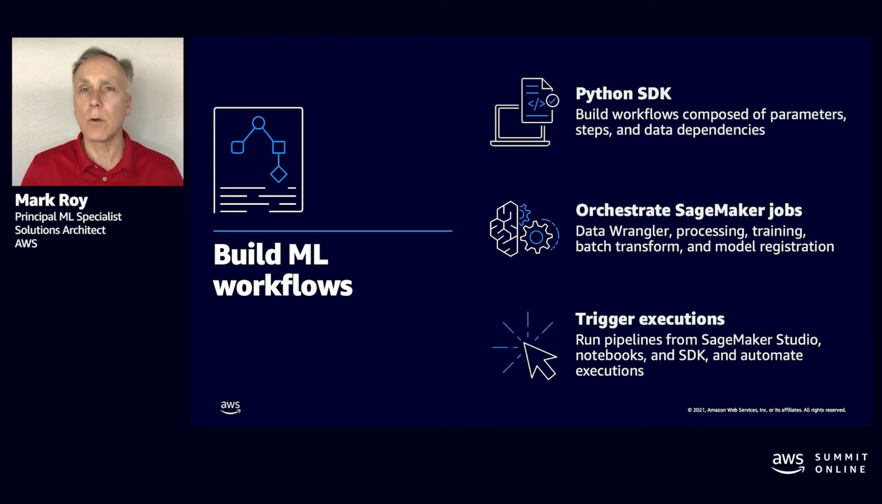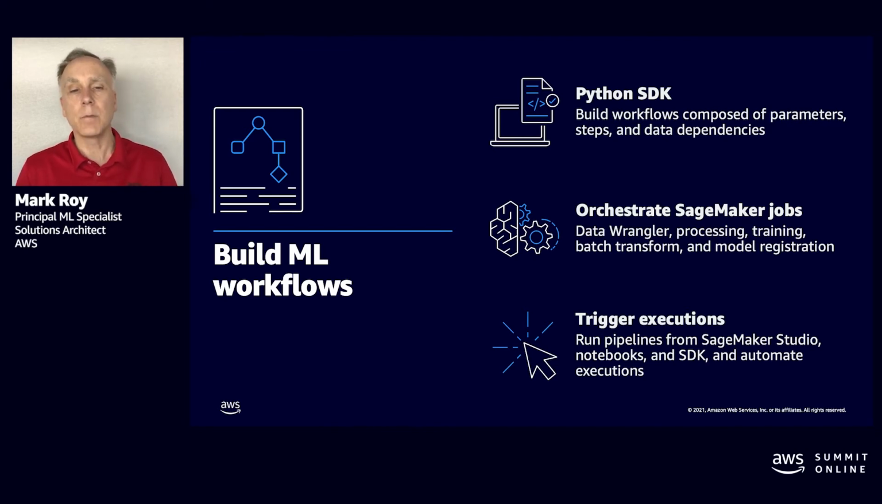So that can be general purpose processing jobs, that can be training jobs that are distributed across multiple machines, batch scoring. You can even incorporate our new SageMaker Data Wrangler data transformation steps that you've built through SageMaker Studio. And of course, automatic model registration along the way.